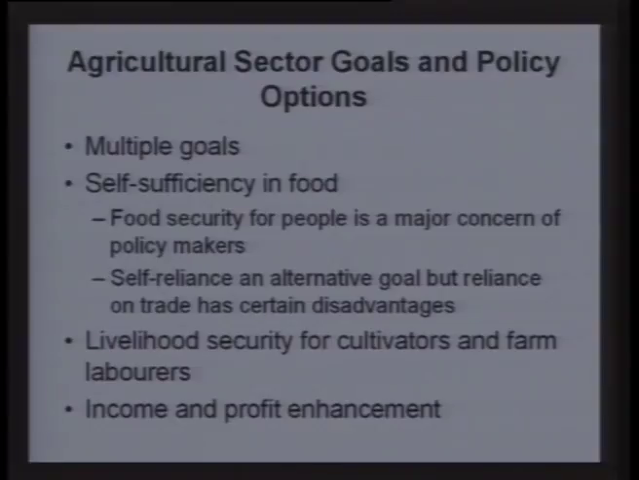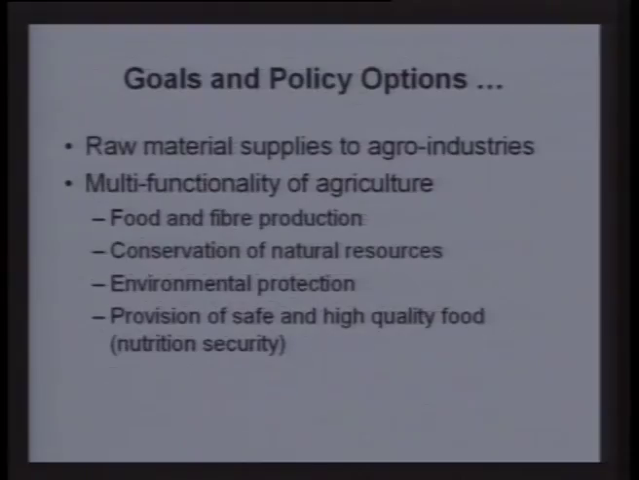What are the agriculture sector government policy options? There we have multiple goals in agriculture. One goal is self-sufficiency in the food sector. Food security for the people is a major concern for the policy maker. Self-reliance is an alternative goal, but reliance on trade instead of self-reliance in food production has certain disadvantages. Then livelihood security is one of the goals. Then income and profit enhancement is one of the goals. The raw material supply to agro industry is one of the policy goals.